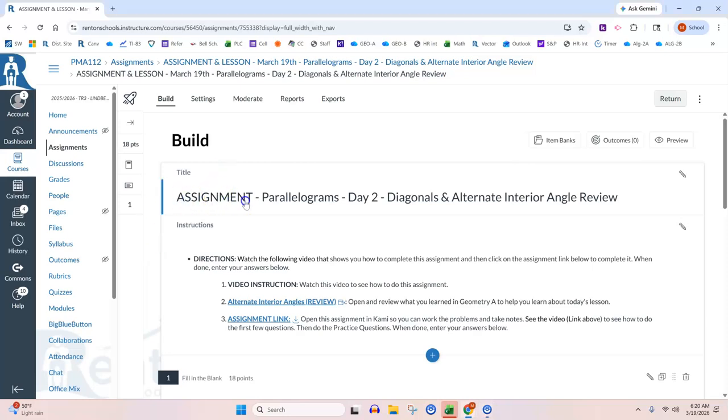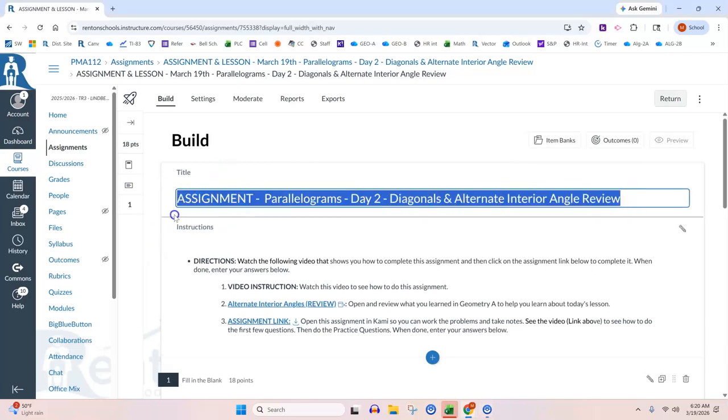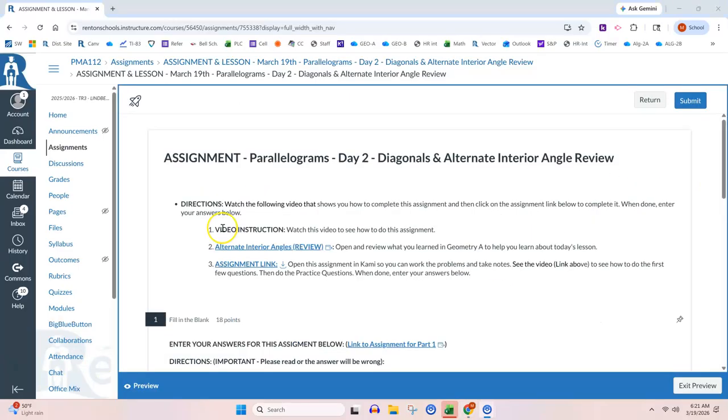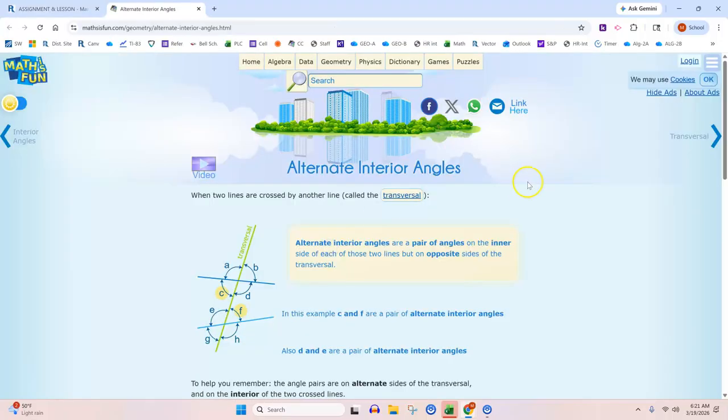Hello, today we are going to be working on parallelograms, day 2, diagonals and alternate interior angles. Okay, so you already opened this. So next, I want you to review something that we learned in Geometry A. Make sure you translate this if you need help. Okay, so open this up and what do we get?